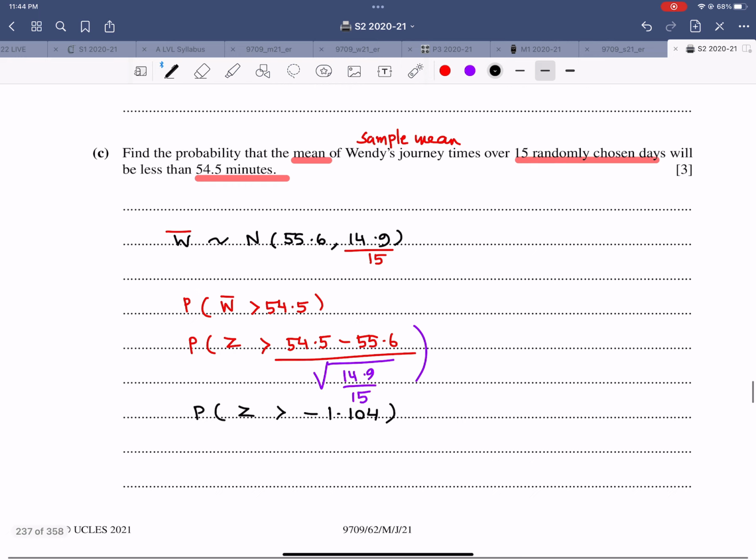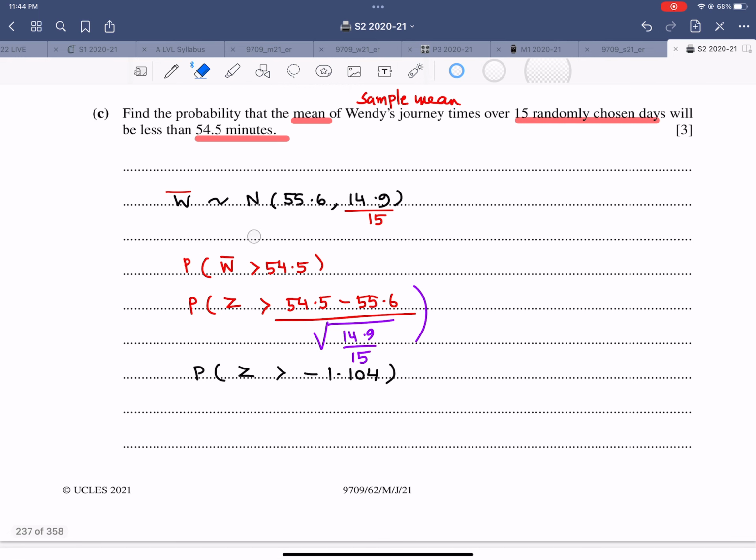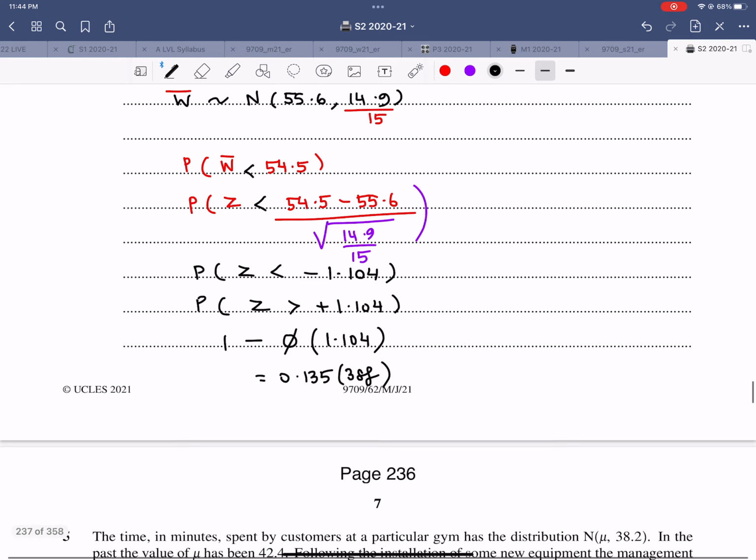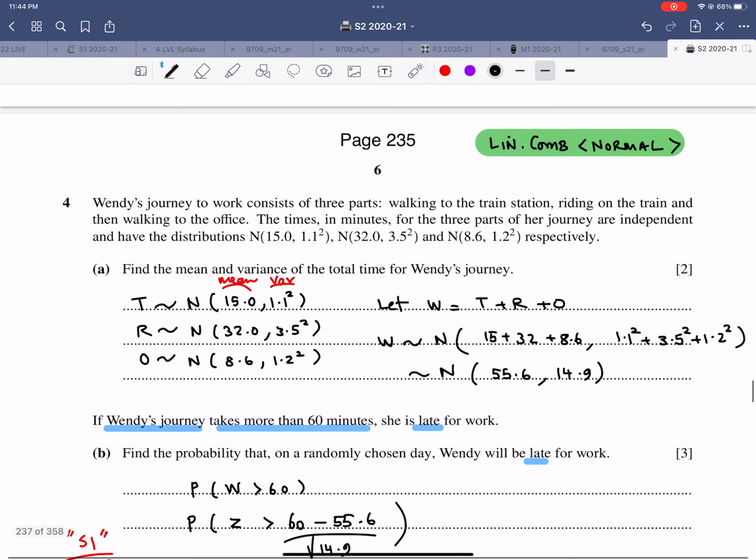So this is less and this is less. Z less than a negative value is the same thing as probability Z greater than a positive value. So that is 1 minus phi. Phi is another way of reading from the table, another symbol, 1.104. You go to the table, you do the subtraction, take care of the accuracy, and the final answer is 0.135, correct to 3 significant figures. So that was a straightforward question of linear combination. 4 questions are down. 5th question.